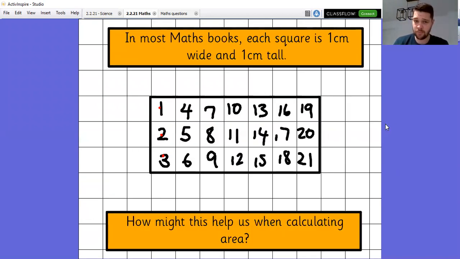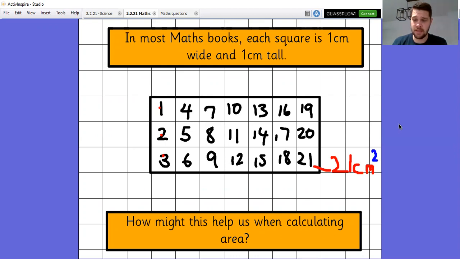For example, this rectangle here, I have literally just counted the squares. 1, 2, 3, 4, 5, 6, and so on and so on and so on until I finally reach my final column here, 19, 20, 21. So the area for this particular rectangle is 21 centimeters squared because it has 21 squares inside of it. It has 21 boxes. Okay?